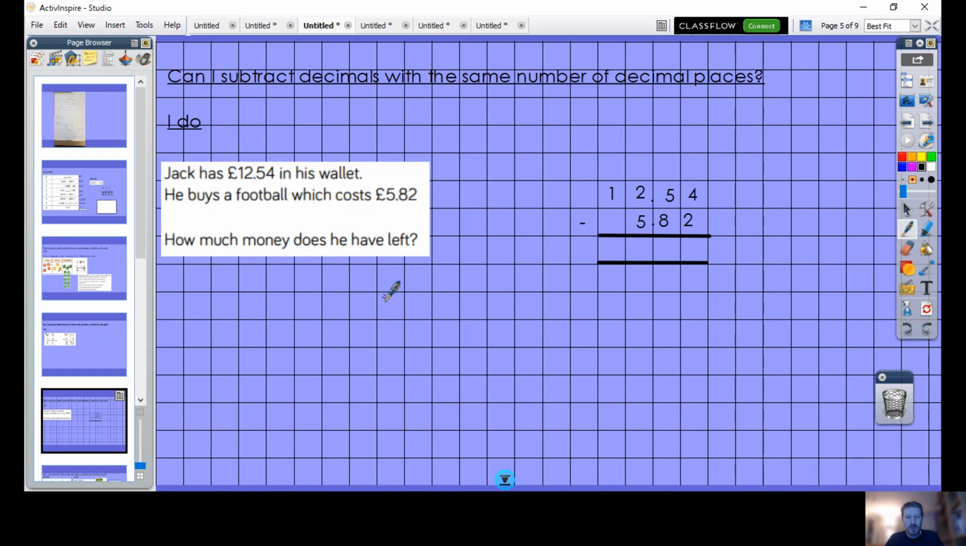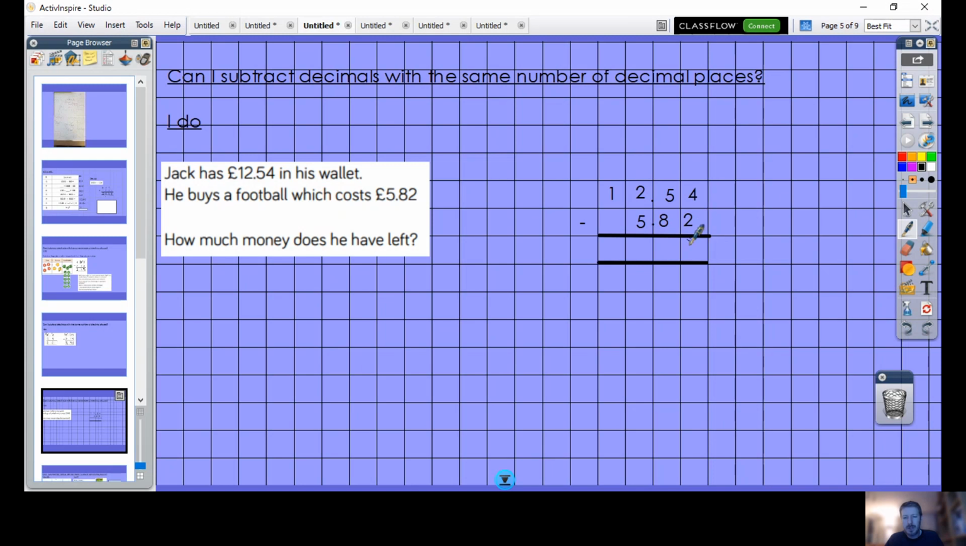He buys a football which costs £5.82. How much money does he have left? So he started with £12.54. But he's spent some of his money on a football. So we need to take that away to find out how much he has left. So if I look at my subtraction calculation, I need to make sure that the columns are all lined up correctly, starting with the decimal point, and then go ahead and complete my subtraction.